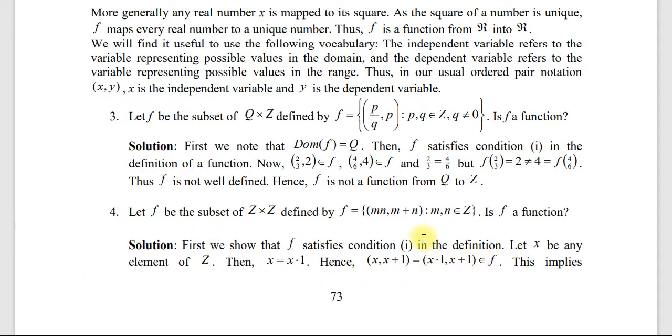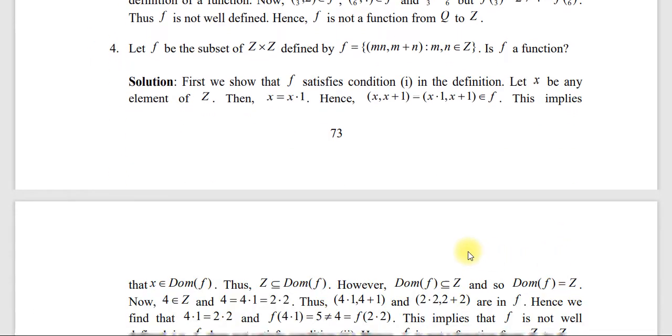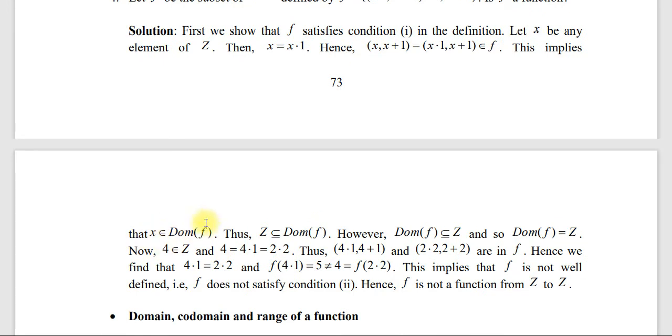Now here, according to what is given, we need some value for m and n, and then we need m times n comma m plus n. So this is an element of f. This implies that x is an element of the domain of f. Thus, Z is a subset of the domain of f. However, the domain of f is a subset of Z, and so the domain of f is equal to Z.